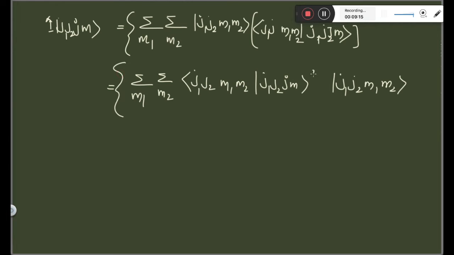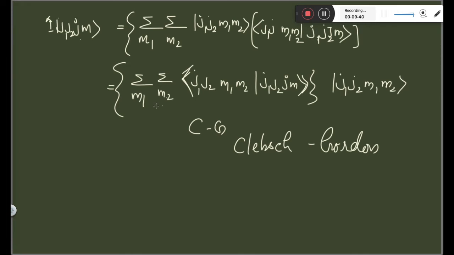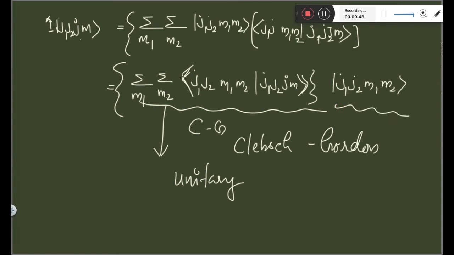So this actually forms a matrix, and for each value of M1, M2, you have coefficients that connect the representation M1, M2 with the representation Jm. This element is actually the CG coefficient, also known as the Clebsch-Gordan coefficient. You can see that the elements of this form a unitary matrix because it transforms from one set of bases to another set of bases.